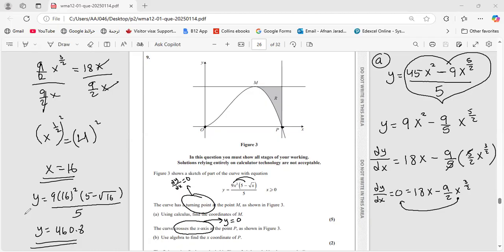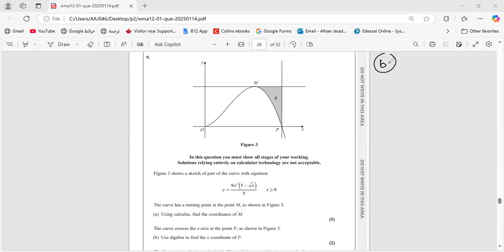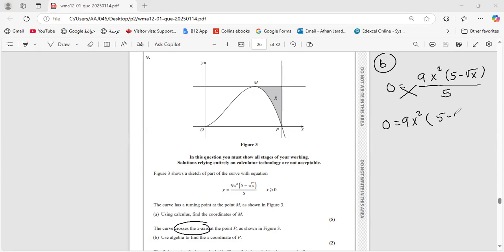So part B, to find P. It crosses the x-axis, so y equals 0. Here, 0 equals 9x squared multiplied by 5 minus square root of x over 5. Like cross multiplication: 0 equals 9x squared multiplied by 5 minus square root of x. To find when this function equals 0, starting from this one, 9x squared equals 0, divided by 9, so x equals 0, which is the origin, this one.